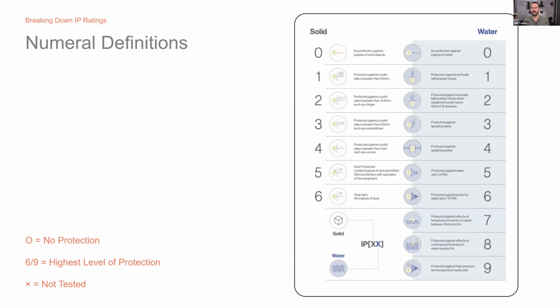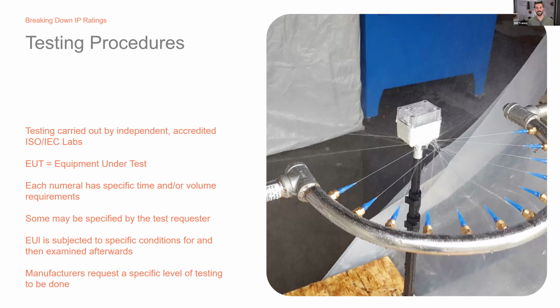That really comes into play because manufacturers, when they go to test their equipment, have to actually apply to be tested to a certain level. In other words, you don't start at 0 and work your way up. You say that, oh, we want to test to IP54, and then the tests for 5 and 4 are done, and whether it's a pass or fail for those two levels.